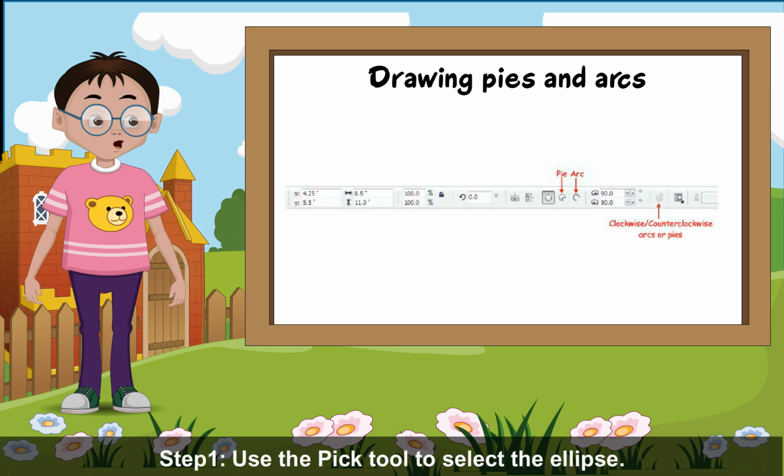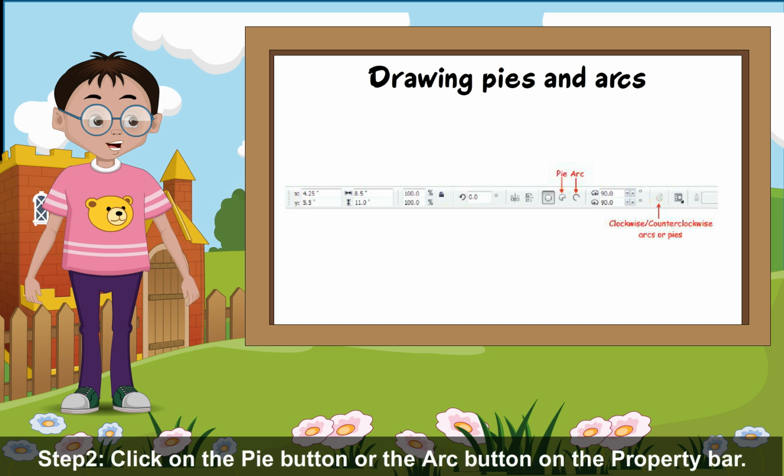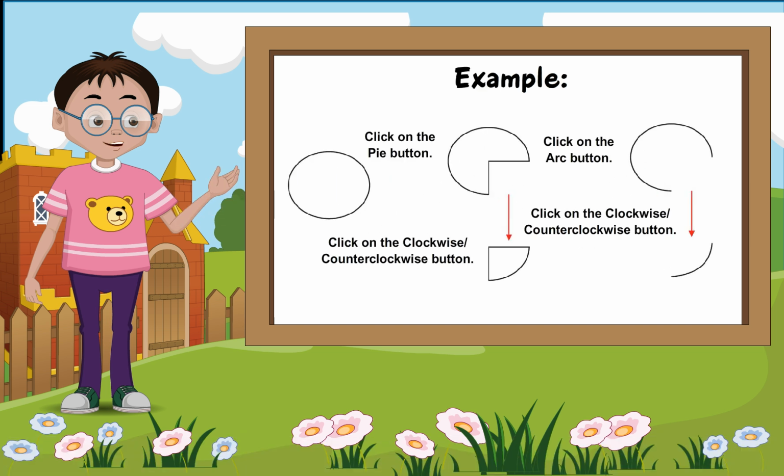Step 1. Use the pick tool to select the ellipse. Step 2. Click on the pie button or the arc button on the property bar. For example, click on the pie button or click on the arc button. Click on the clockwise or counterclockwise button.